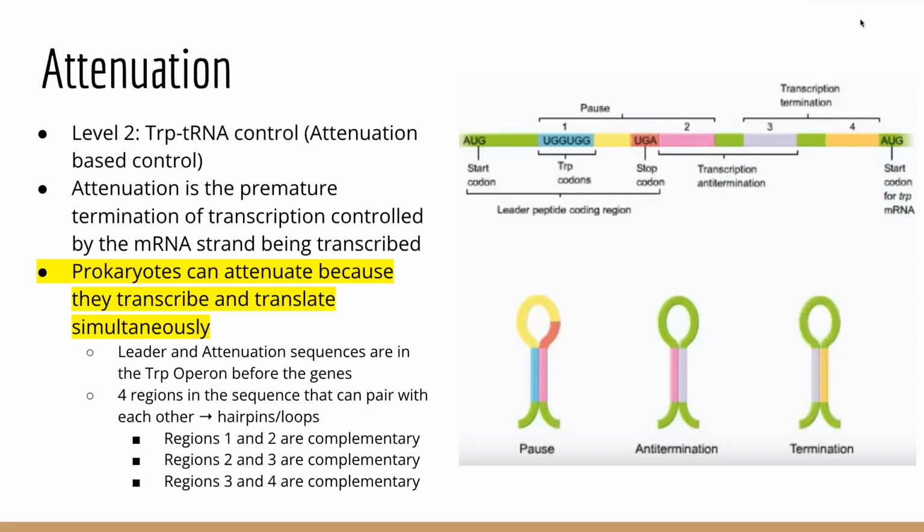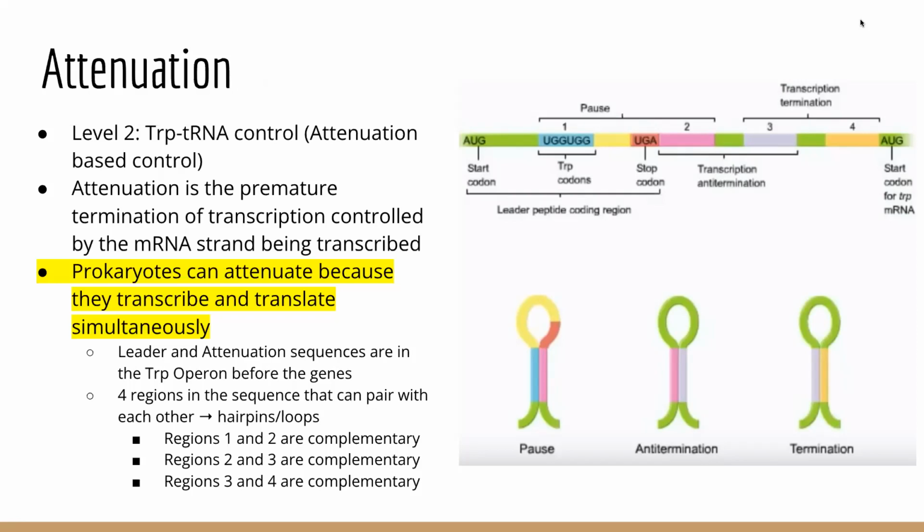Regions 1 and 2 in that 1, 2, 3, 4 are complementary, right? Region 1 includes the trip codons, the trip codon. You can see it up there in the blue. That trip codon is where the pausing occurs, right? Because if you don't have trip tRNA, the ribosome is just sitting there waiting for trip tRNA to come in and bind complementarily, anticodon to codon. If you don't have trip tRNA, the ribosome's just going to sit there and wait for one to show up, right? That's how that pausing occurs.